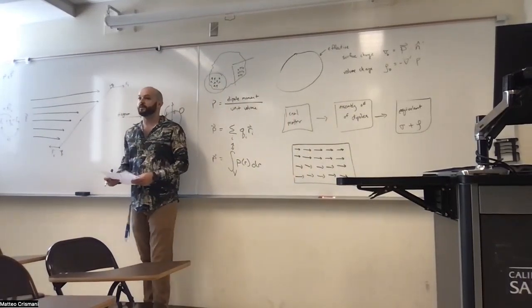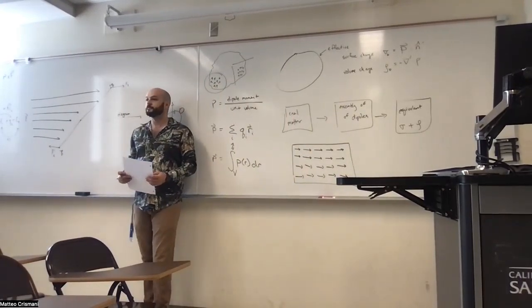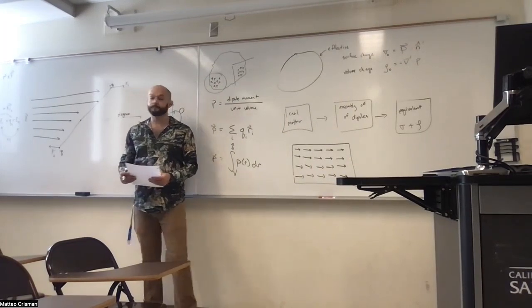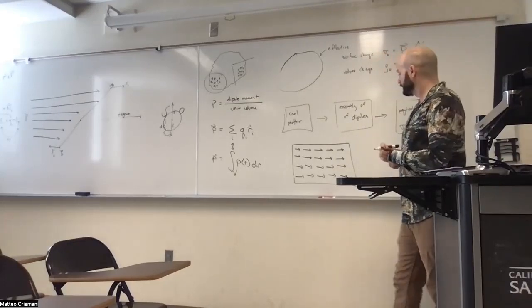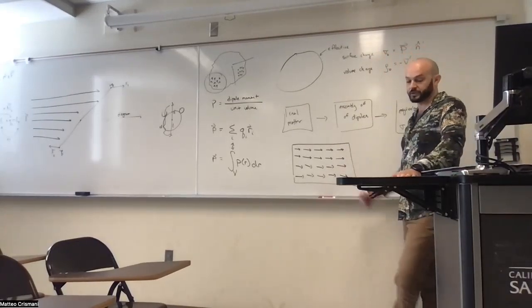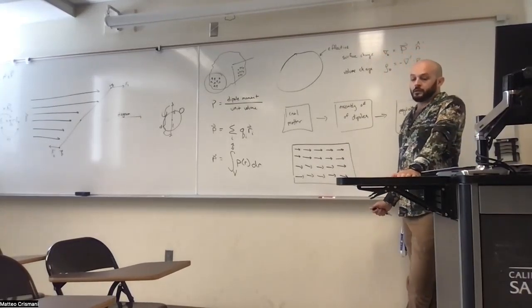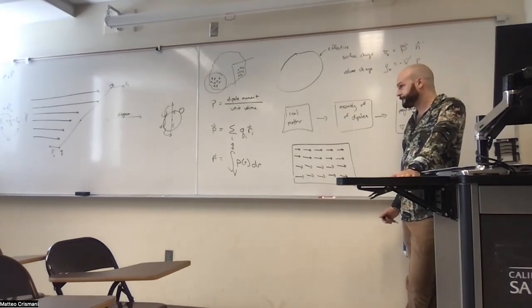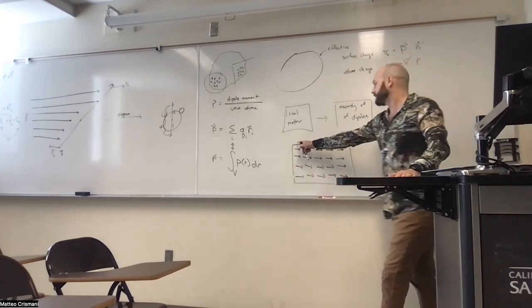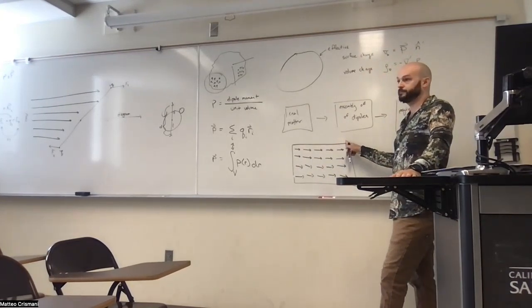Let's imagine this is a perfectly two-dimensional material. How is the charge distributed? Uniform? Is it on the outside? Let's do surface first. If it's two-dimensional, yeah, I would say yes. Let's start here. How's the charge distributed here?